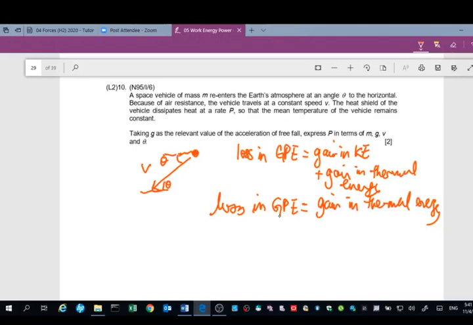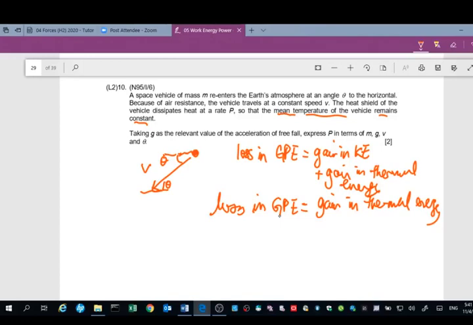Now, in principle, because of the gain in thermal energy, the vehicle would become hotter and hotter. There'd be a rise in temperature. We are told that the mean temperature remains constant, which means that even though the vehicle gains thermal energy, it is able to dissipate heat at the same rate. So whatever it gains, it gives away. So there is no net gain in thermal energy, and therefore no net increase in temperature.